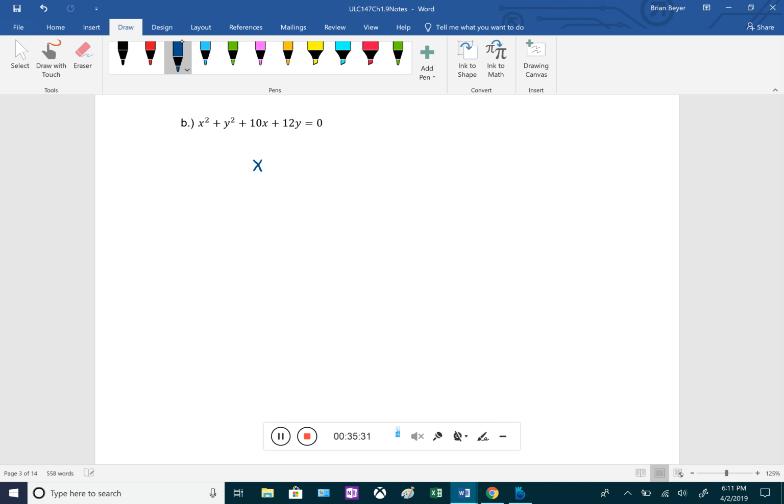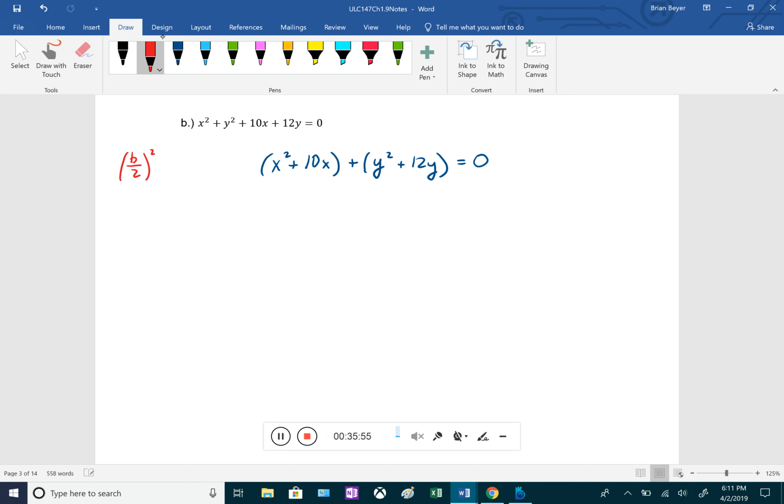So let's get the x's next to each other. So x squared plus 10x, and then we get the y's next to each other, plus y squared plus 12y. There's no constant, so we don't have to worry about adding or subtracting anything, so it just equals 0. And now we need to complete the square on both of these separately.